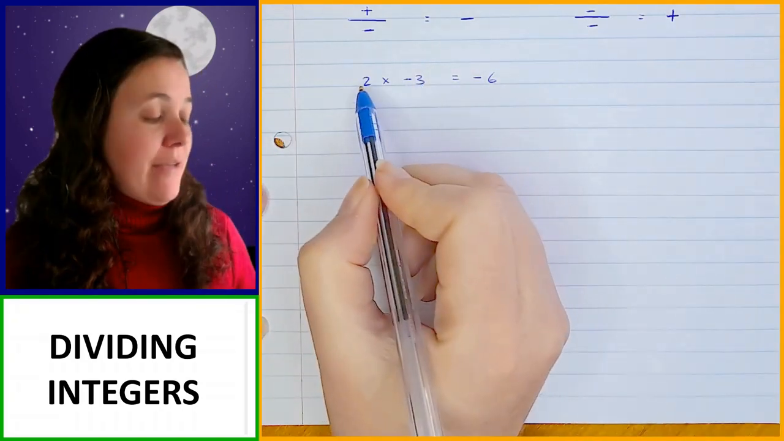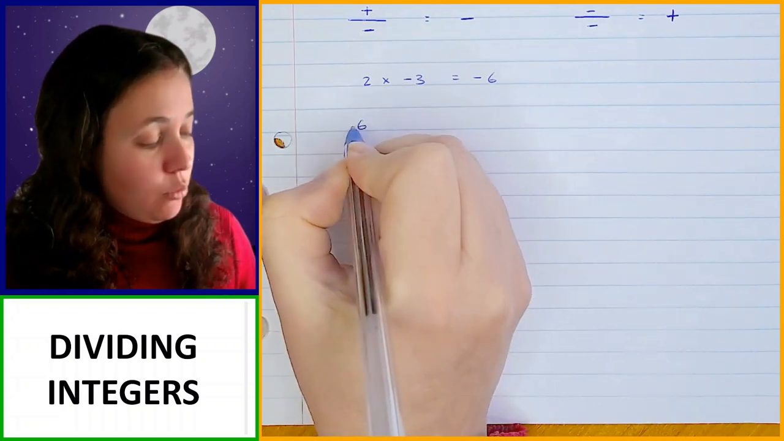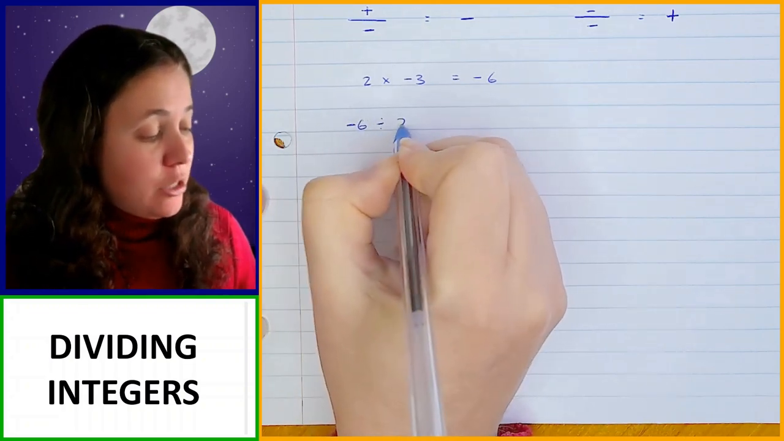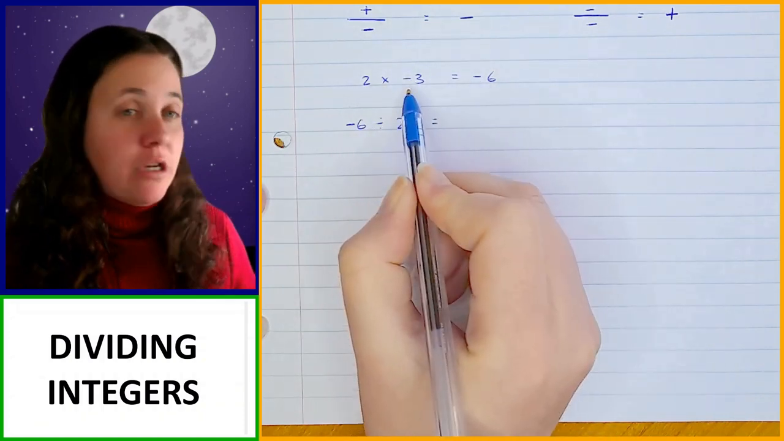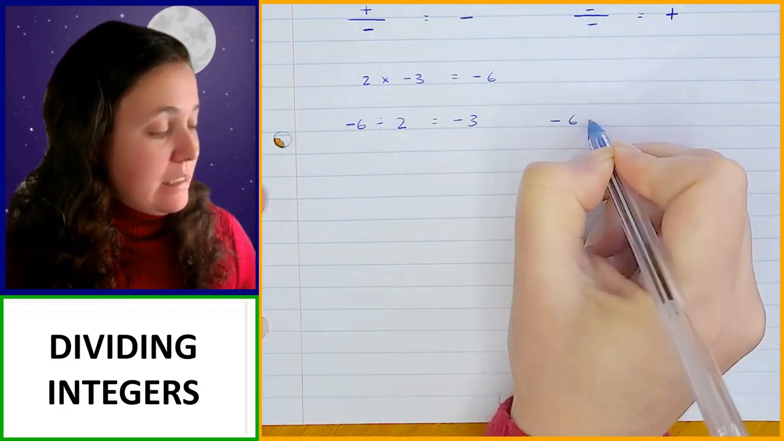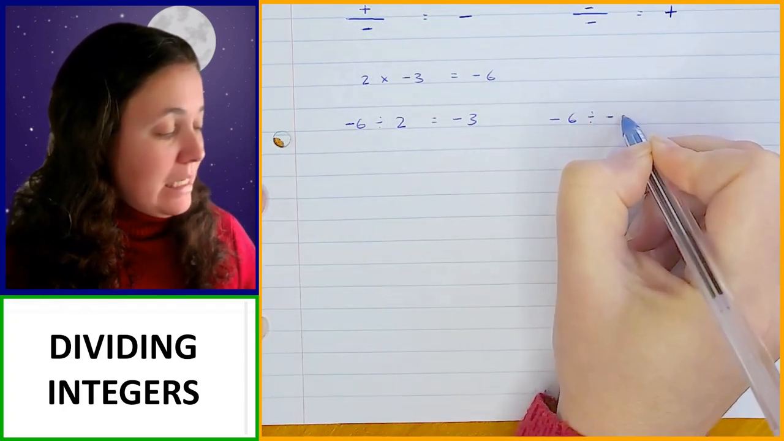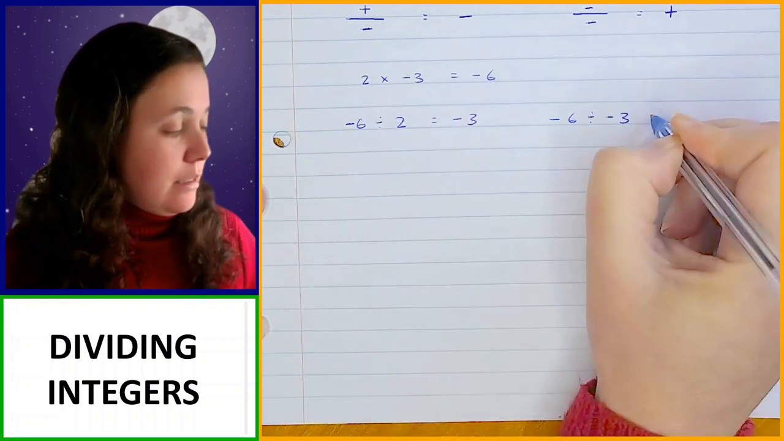So I should be able to say, if I know that that is true, then I should be able to say that 6 or negative 6 divided by 2, if I have this one divided by that one, I should get that answer. So that's negative 3. Or I should be able to say negative 6 divided by negative 3, that one divided by that one, should give me that answer, equals 2.